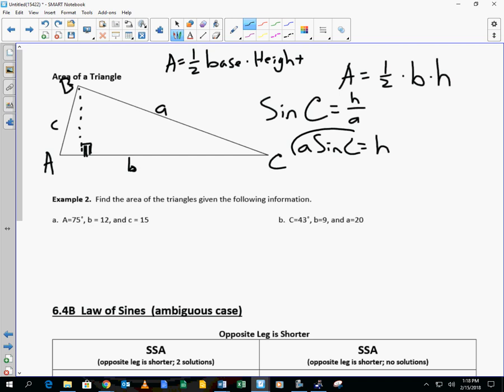So, what can I do with that? Plug it right in there. So all of a sudden, for the area of a triangle, you don't need to know the height. It's 1/2 times A times B times the sine of angle C. I just used the commutative property of multiplication to switch the A and the B around.